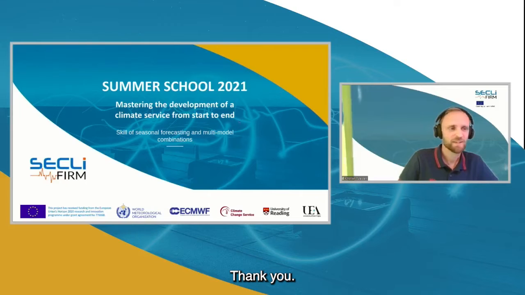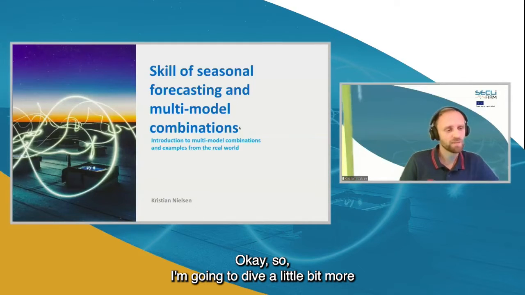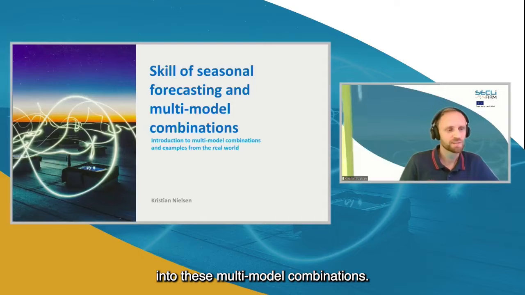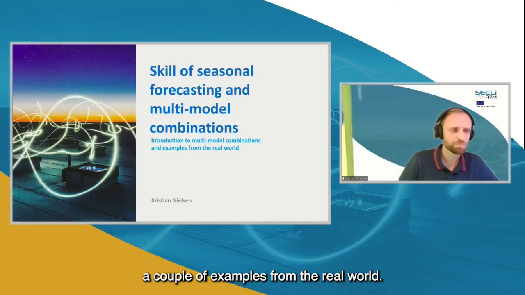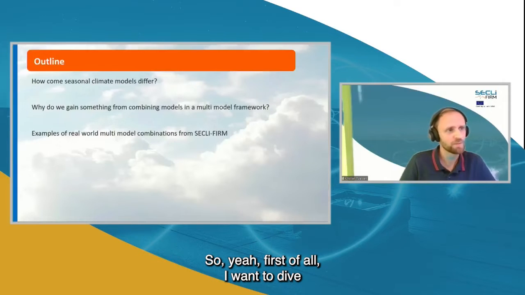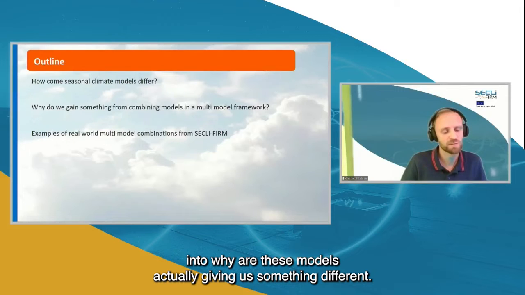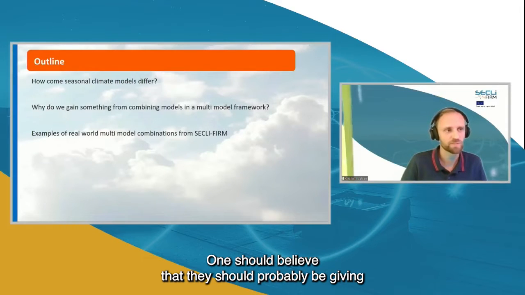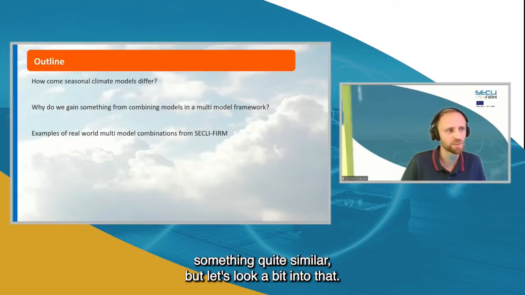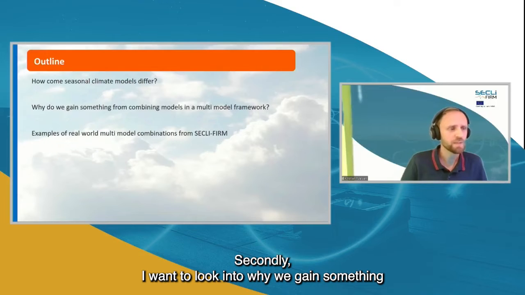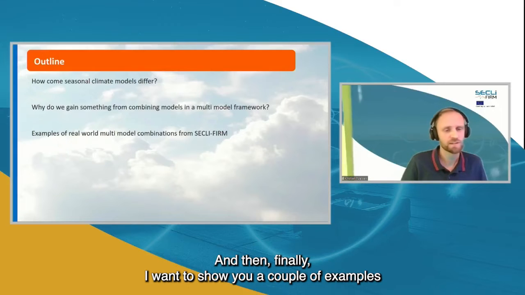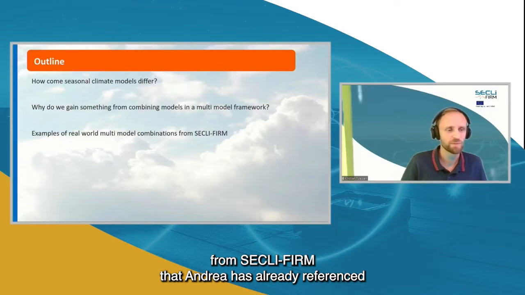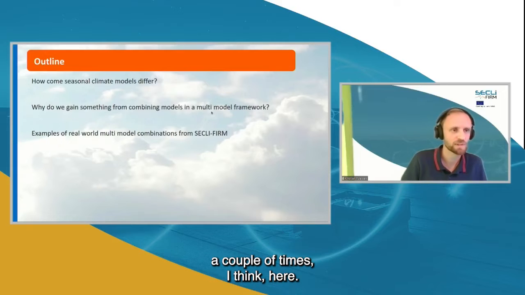Okay, so I'm going to dive a little bit more into these multi-model combinations, how they work, and I'm also going to show a couple of examples from the real world. First of all, I want to dive into why these models are actually giving us something different. One should believe that they should probably give something quite similar, but let's look a bit into that. Secondly, I want to look into why we gain something from combining these models in a multi-model framework. And then finally, I want to show you a couple of examples from SECLI-FIRM that Andrea has already referenced a couple of times here.